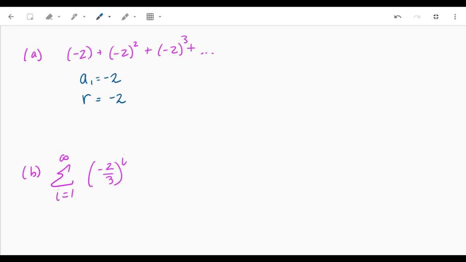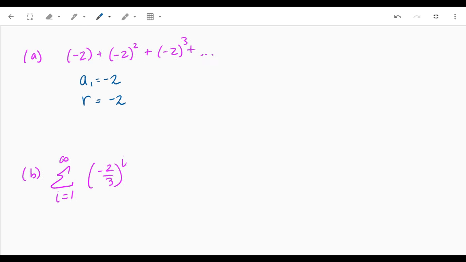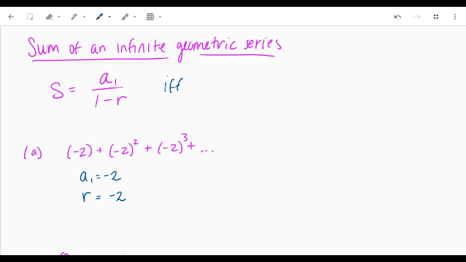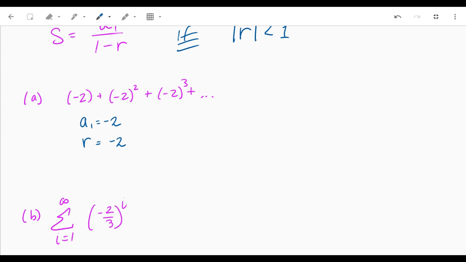Okay, now here's the thing. This only works if the ratio between the two terms is less than 1. And it has to be the absolute value. If and only if the absolute value of r is less than 1. Okay. Otherwise, it just goes to positive or negative infinity, basically. Okay. So the absolute value of r here is 2. Okay, which means there is no sum. We can't add these up. Okay.